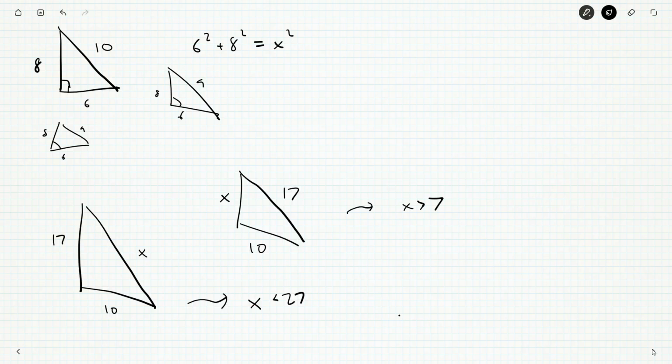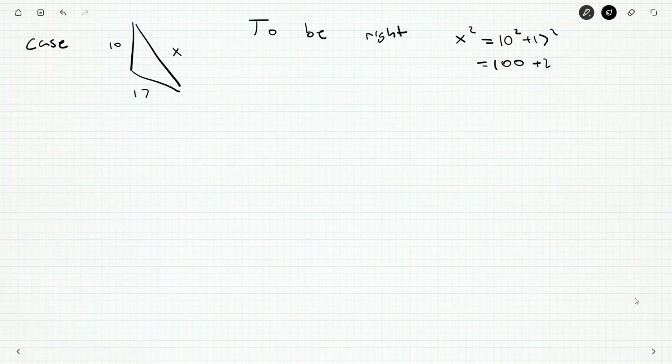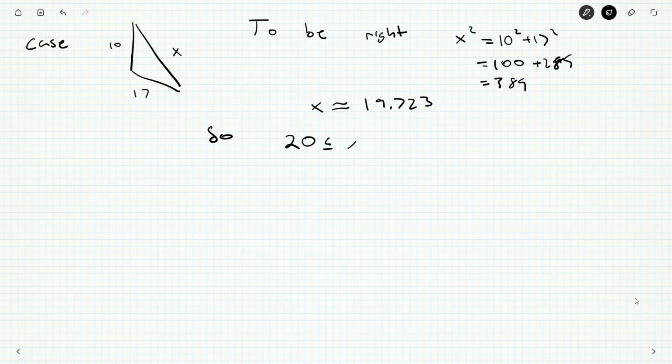I'm going to flip over to the other page to make this a little clearer. So here's our case with 10 and 17 and x. To be right angled, we'd need x squared to be 10 squared plus 17 squared, which is 100 plus 289, which is 389. So x would be a little less than 20, I think. Yeah, 19.7 something. Okay. So any x that's 20 all the way through 26 will do.